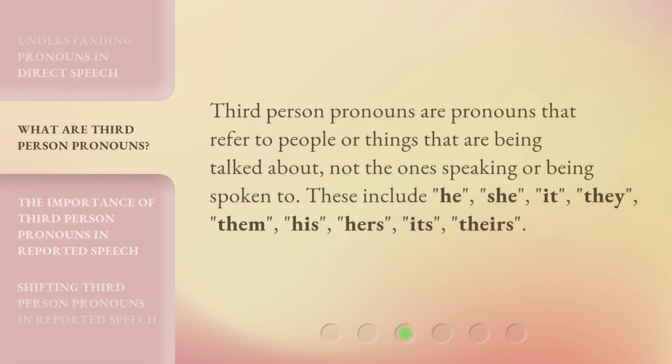Third-person pronouns are pronouns that refer to people or things that are being talked about, not the ones speaking or being spoken to. These include he, she, it, they, them, his, hers, its, theirs.